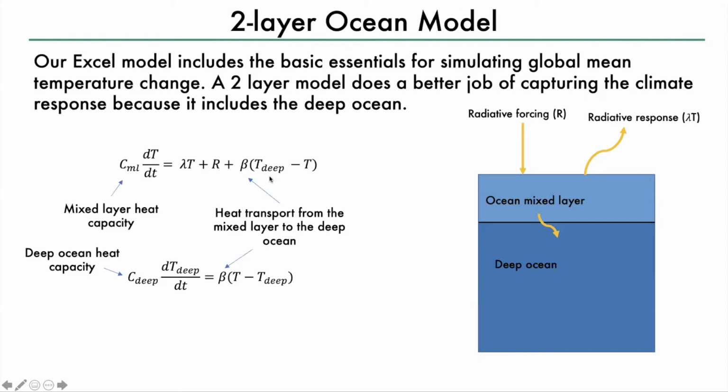And another thing that governs that heat transport is the temperature difference. So the temperature of the deep minus the temperature of the surface. And then the change in temperature of the deep ocean is governed by this equation here. So the deep ocean heat capacity, and then this beta heat transport term, and then the temperature of the surface minus the temperature of the deep ocean. The deep ocean has a bigger heat capacity because it is a much bigger volume of water than the ocean mixed layer.